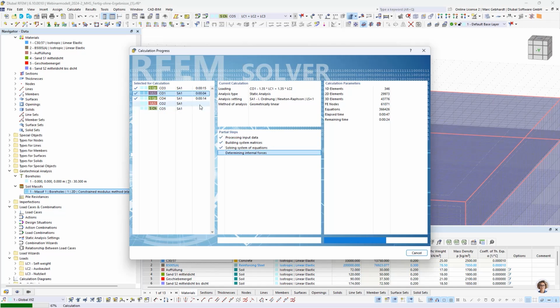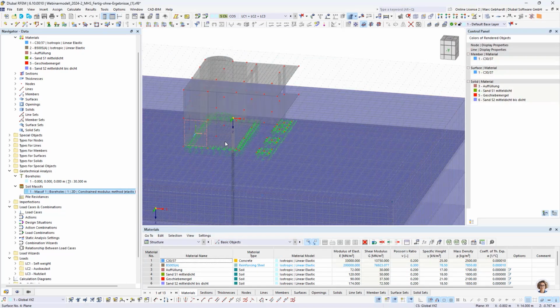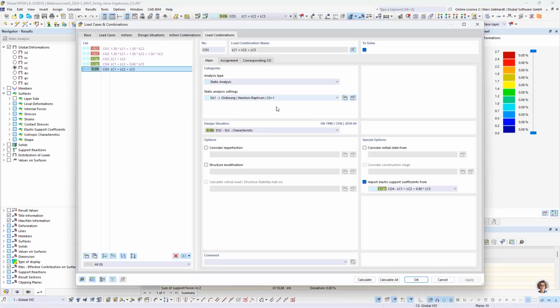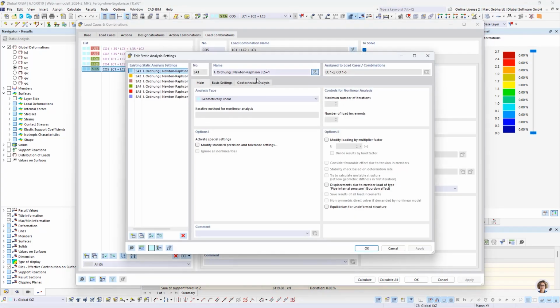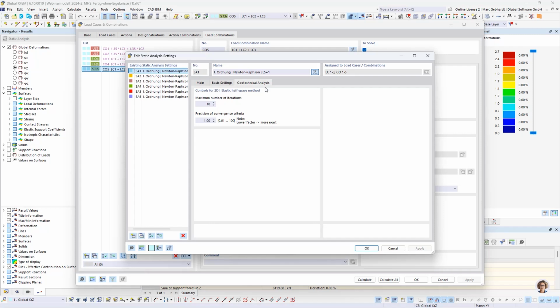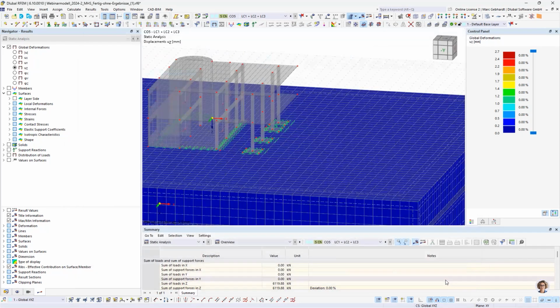So as you can see, it's much faster than 3D calculation, but it also needs a few seconds. And I forgot to show you something. It's within the static analysis settings. You have an additional thing for geotechnical analysis for the 2D Constraint Modulus method. If sometimes the iteration can't find an equilibrium, you can give a higher number of iterations or a lower precision by a higher value here.